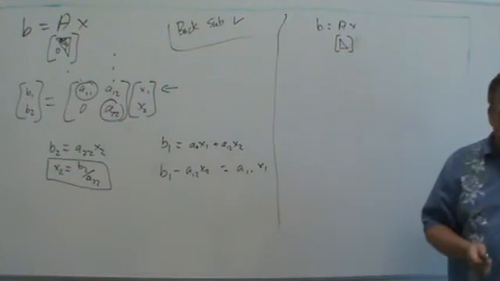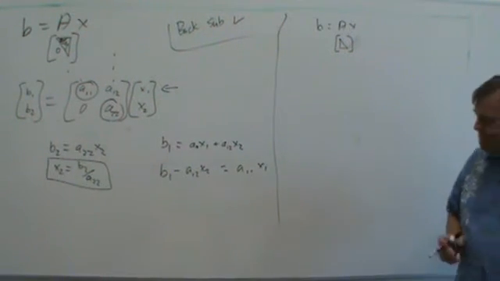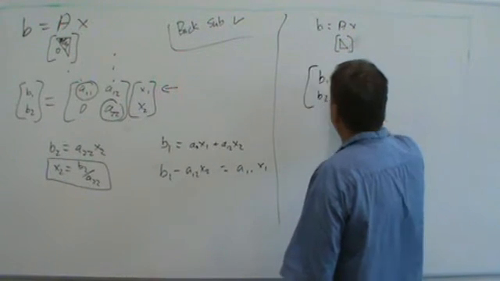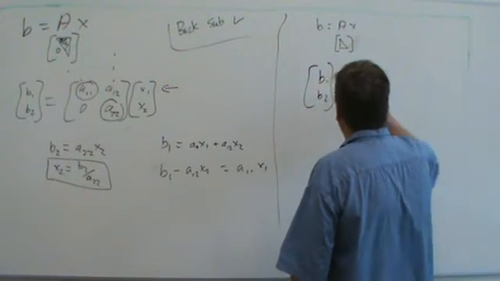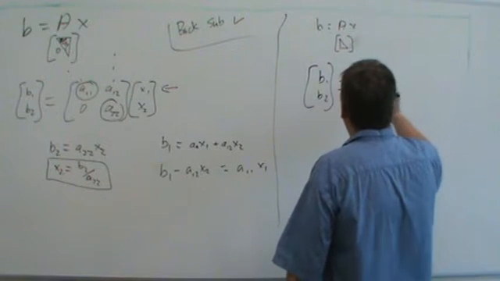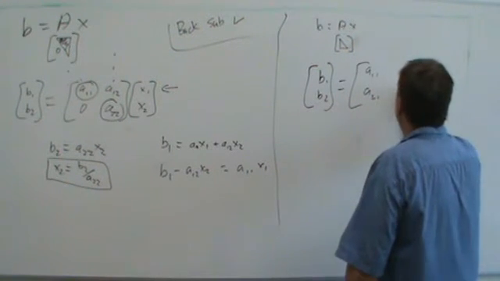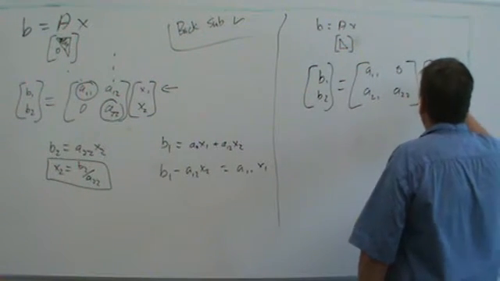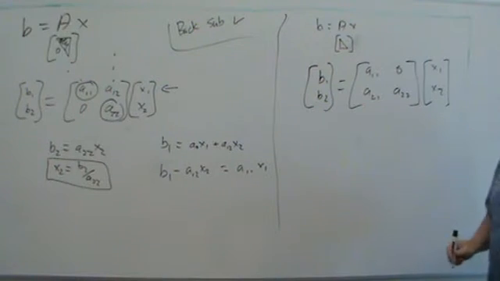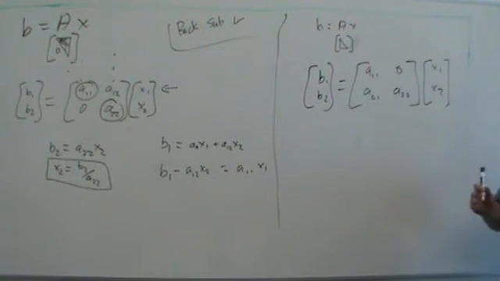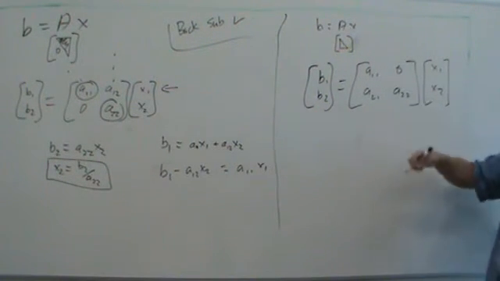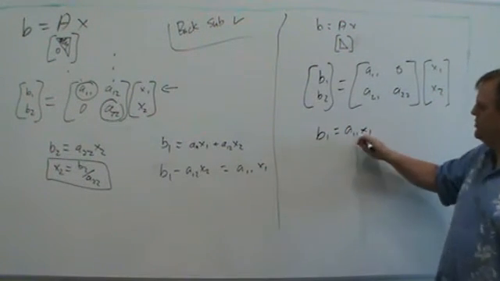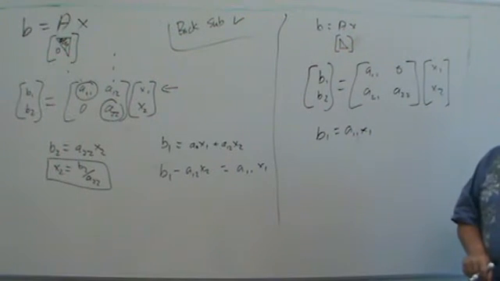So what can I do? Just doing the same thing with that, but starting from the top instead of the bottom. Exactly. So I'll just start at the top, because that's where I want to go. Except this time, I start with which row? The top row. So I just have B1 is equal to A11 X1. Again, nicely matching the coefficients.